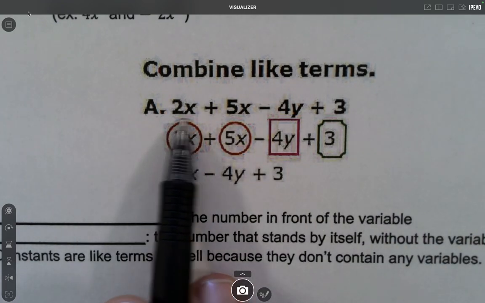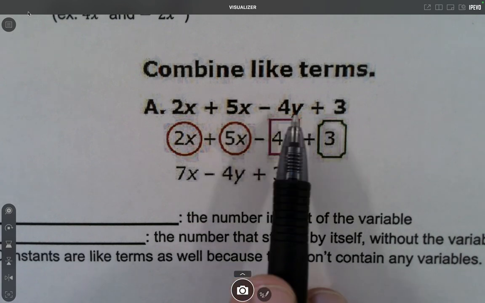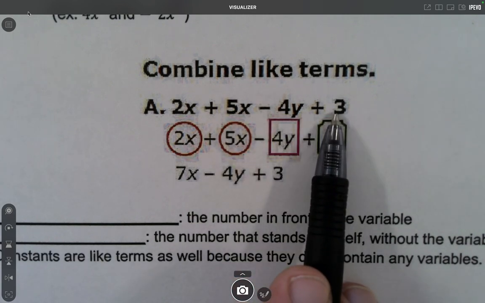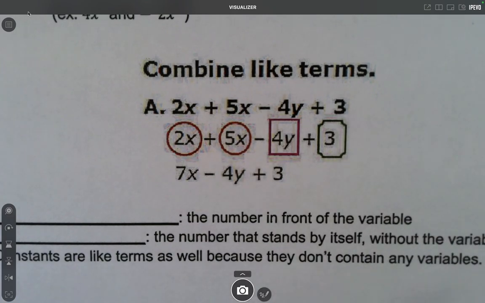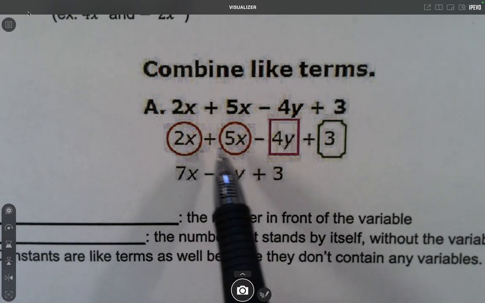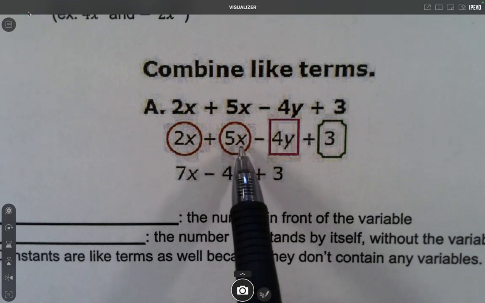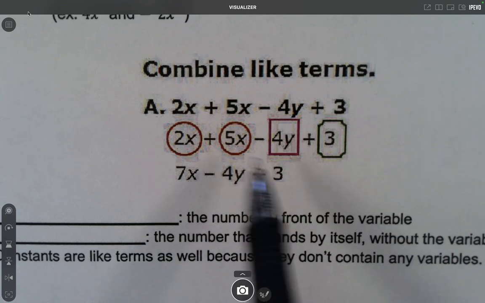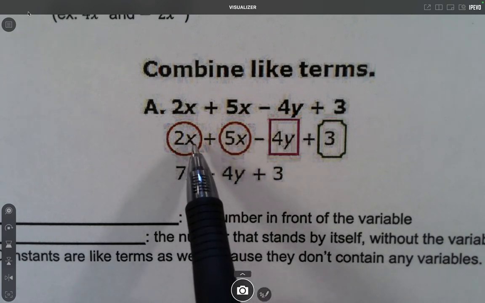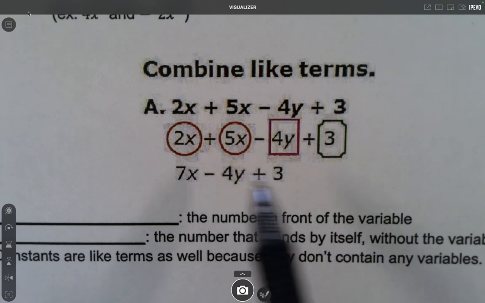As you look through here, we have four terms, 2x, 5x, 4y, and 3. We have operations: addition, subtraction, and addition. So they circled 2x and 5x because they have the same variable pattern. They both have an x in them, and it's x to the first power. So these two are like terms. They can be combined. 2x plus 5x equals 7x.